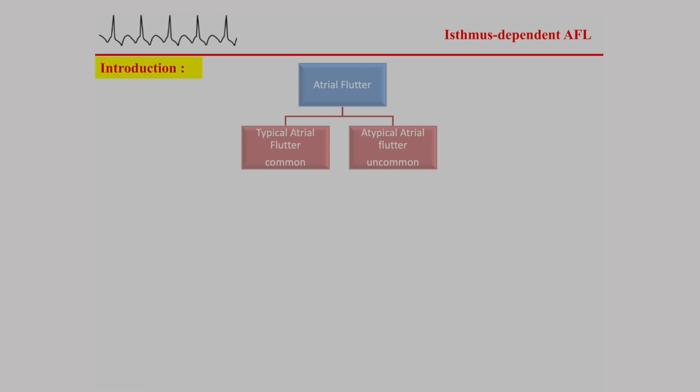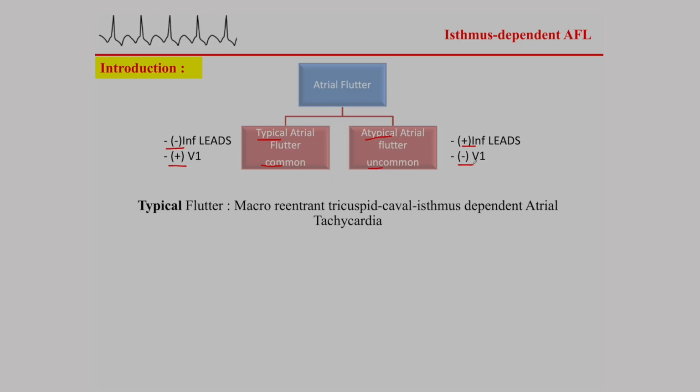In the past, flutter has been defined as either typical or common, which is characterized by a negative deflection in the inferior leads and positive one in V1, or atypical or uncommon flutter, characterized by a positive notched deflection in inferior leads and negative one in V1. After that, in 2001, the expert consensus agreement proposed that macro-reentrant atrial tachycardia may be classified into two categories.